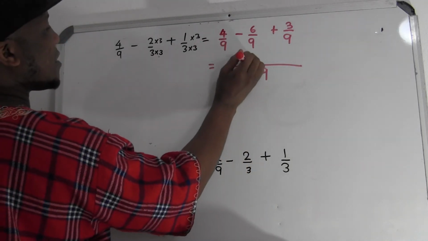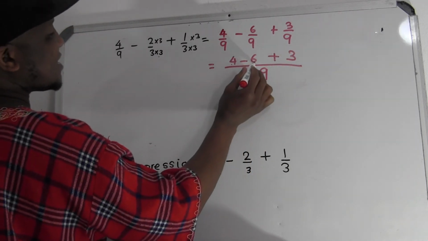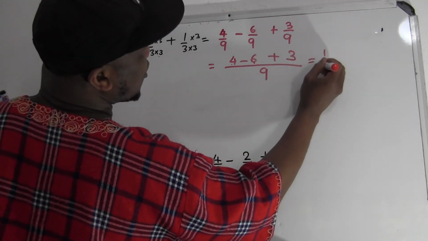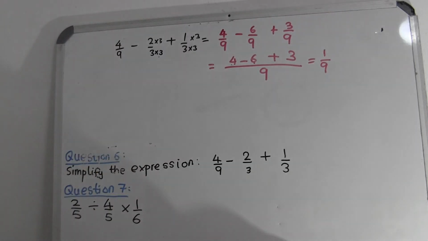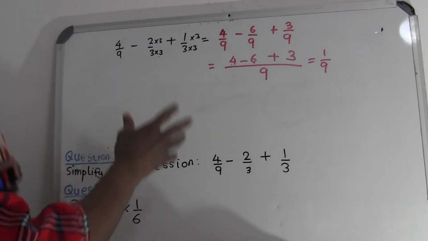So I'm going to say 4 minus 6 plus 3. So 4 minus 6 equals negative 2. Negative 2 plus 3 equals 1 over 9. So all of that, our final answer is going to be 1 over 9. You know what I'm saying? Our final answer is going to be 1 over 9.